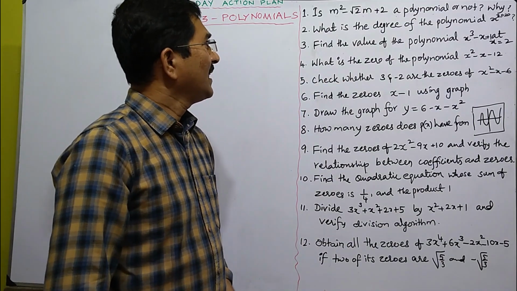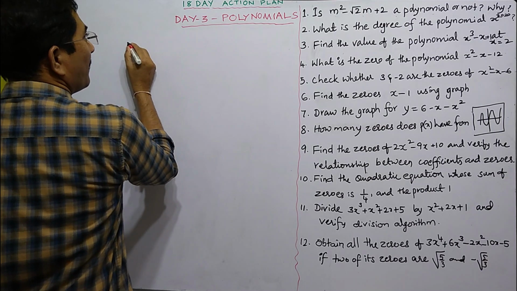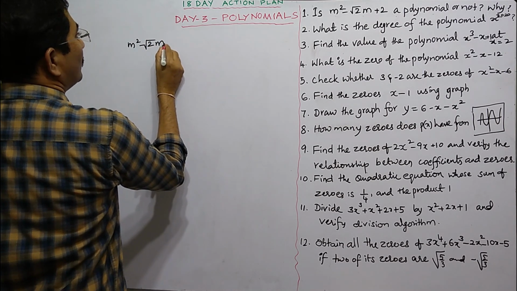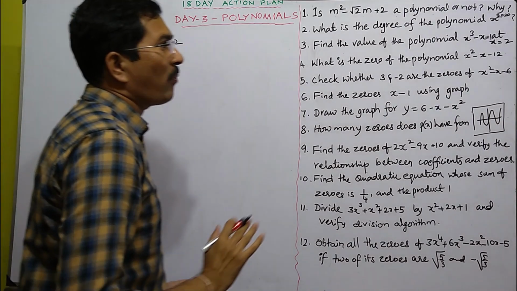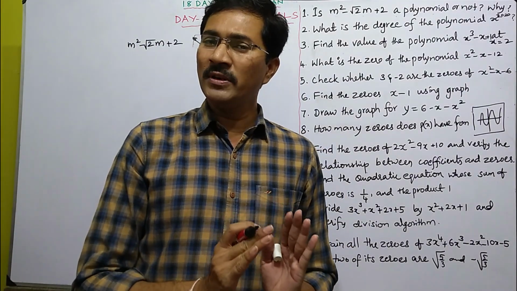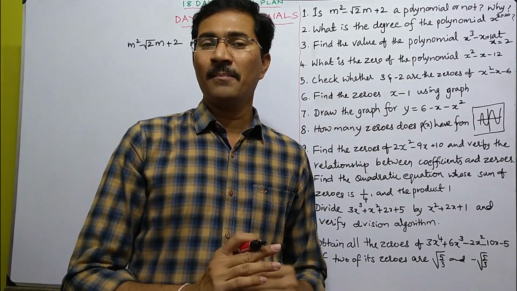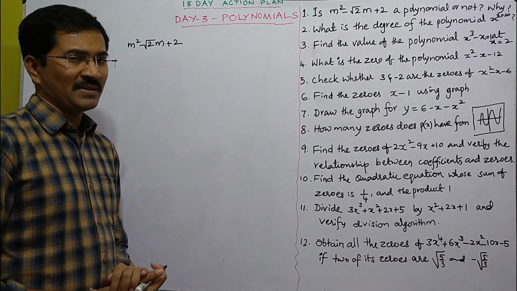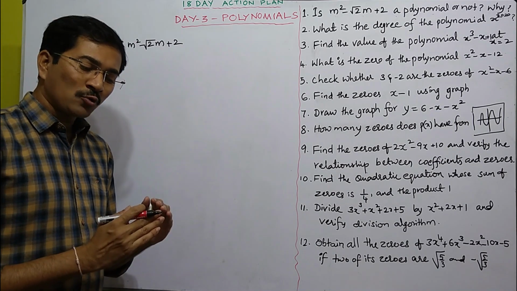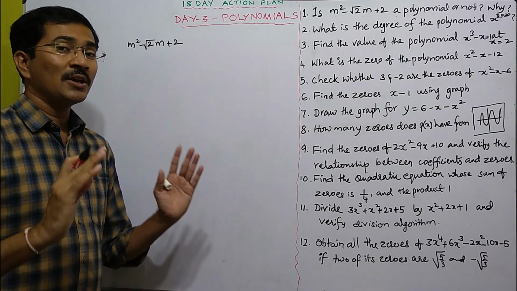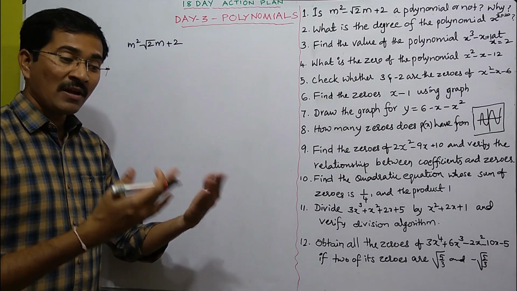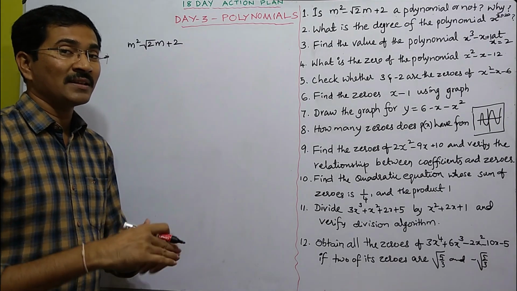Taking the first question, is m square minus root 2m plus 2 a polynomial or not? What is a polynomial? Before knowing what a polynomial is, we should go into a little of its background, where polynomials come from. Because the subject is mathematics, we deal with numbers exclusively, but as the scope of mathematics increases, you understand that the numbers alone are not enough. In that case, we have to borrow something else from some other place.